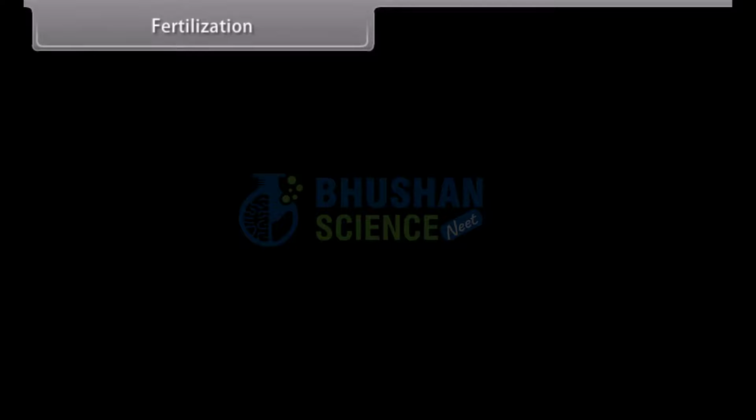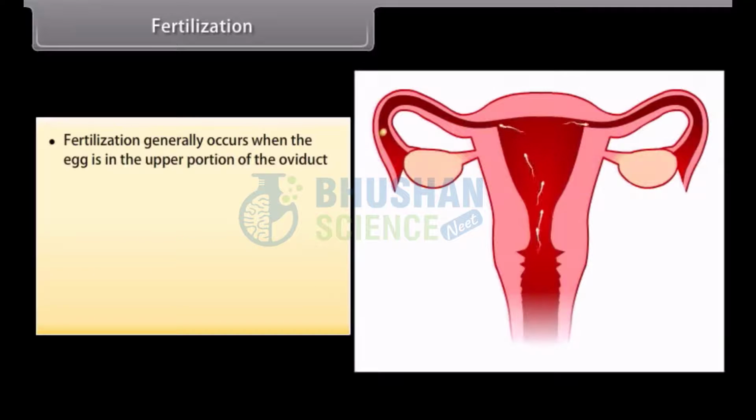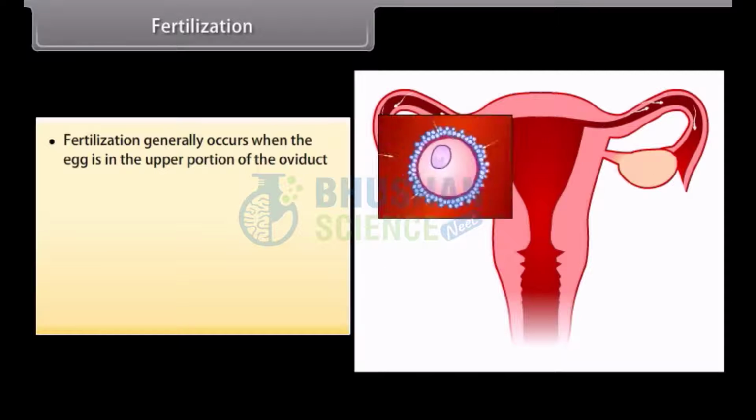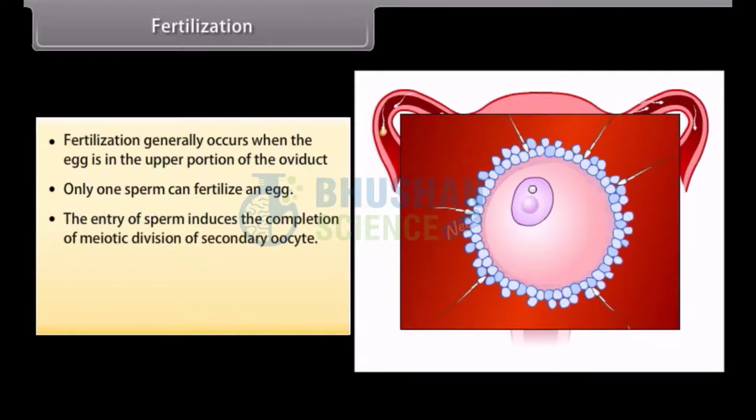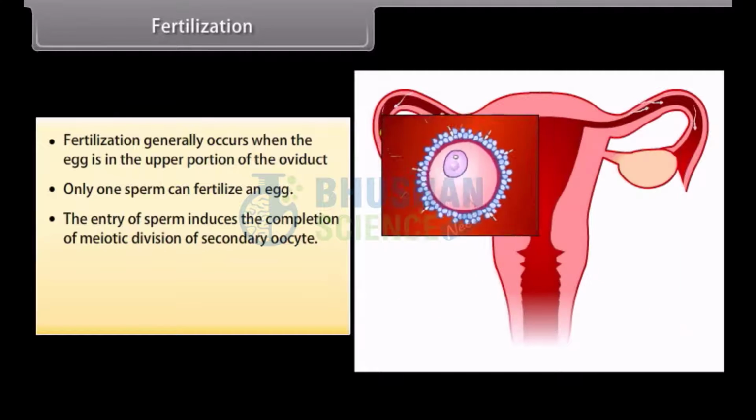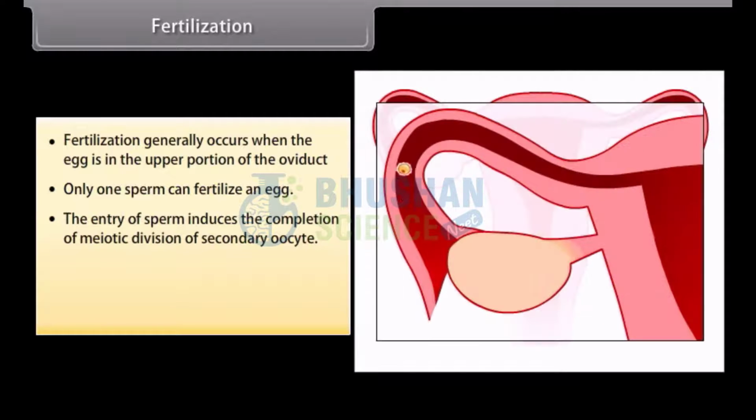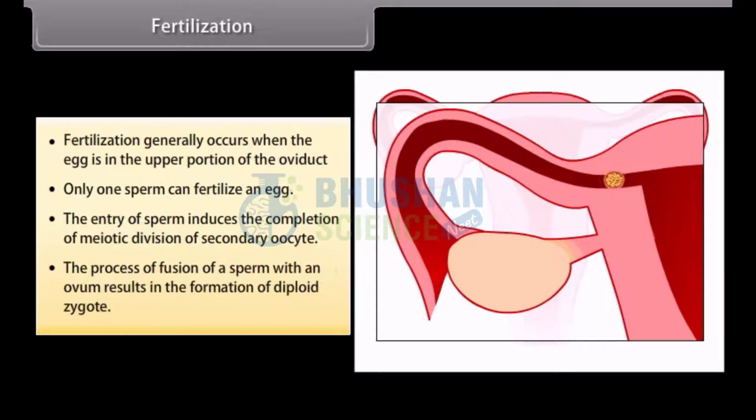Fertilization. Fertilization generally occurs when the egg is in the upper portion of the oviduct. Only one sperm can fertilize an egg. The entry of sperm induces the completion of meiotic division of secondary oocyte. The process of fusion of a sperm with an ovum results in the formation of diploid zygote.